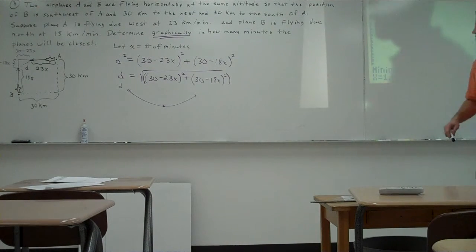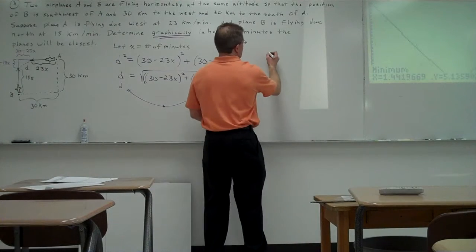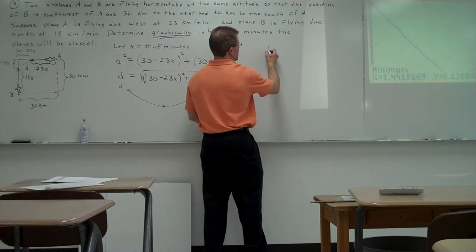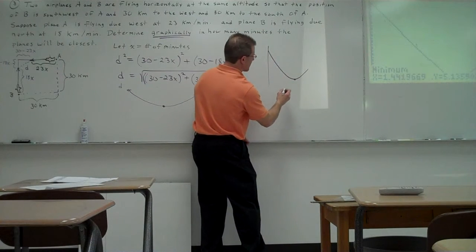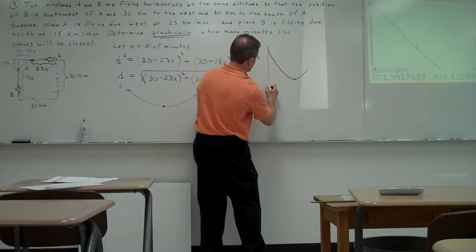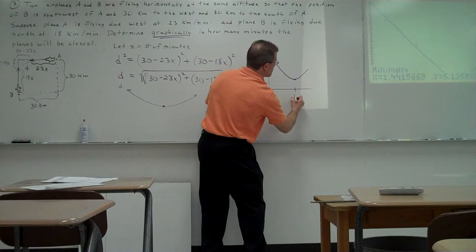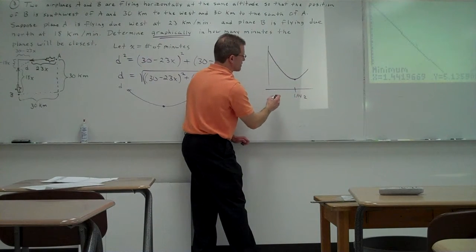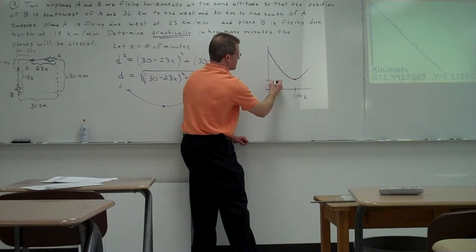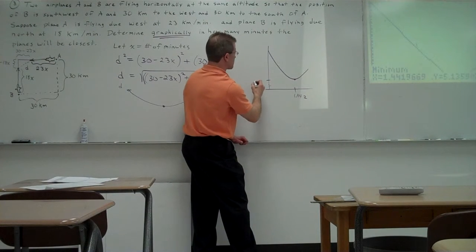And now we have to interpret the results. Draw a little bit of a picture here. We've got a graph that comes down like this, and back up. We've got an x value of 1.442, if we go out to the nearest thousandth. The y coordinate is 5.136.